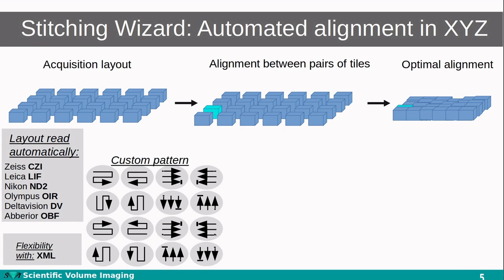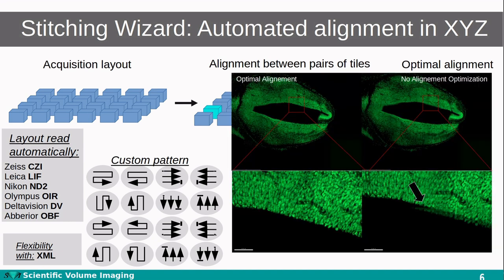This step can be skipped, but it is necessary if you want to correct for different artifacts, such as image doubling, striping, or misalignment, as you can see here in this example.